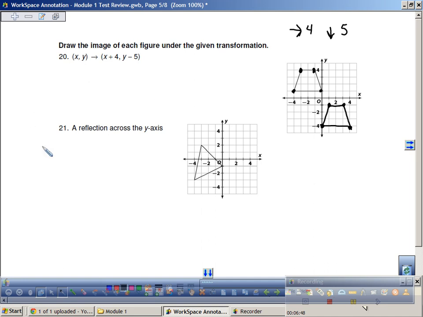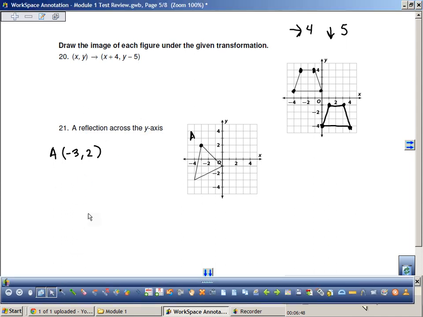Good. All right, number 21, a reflection across the y-axis. Now, traditionally how I showed you and how the book shows you is to, let's say this is A, and A is at negative 3, positive 2. And the rule says to reflect over the y-axis.